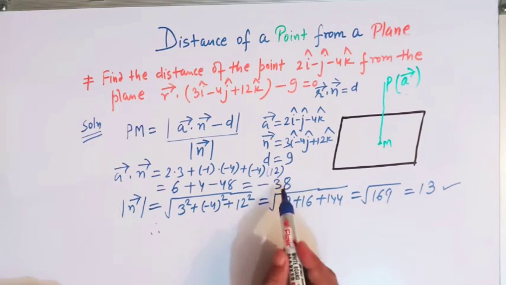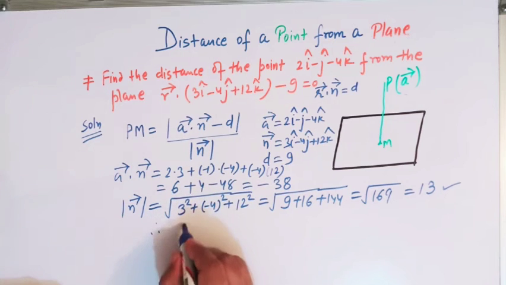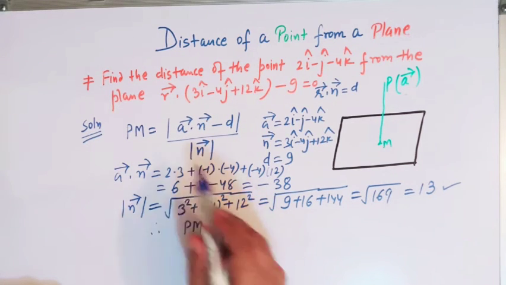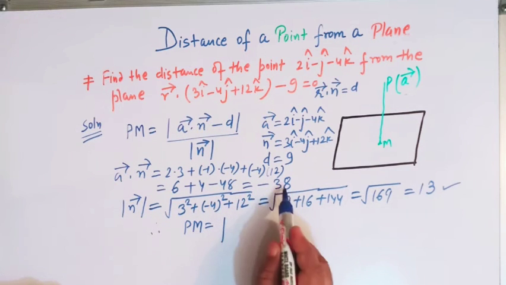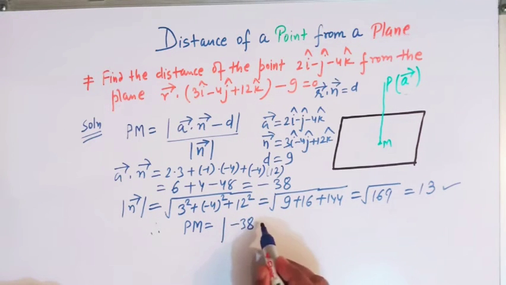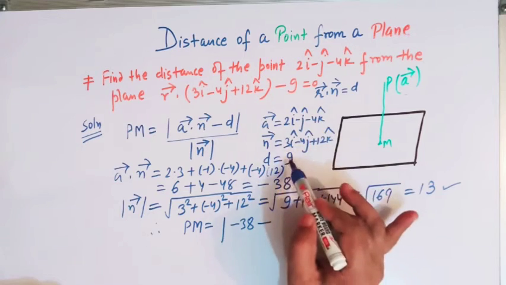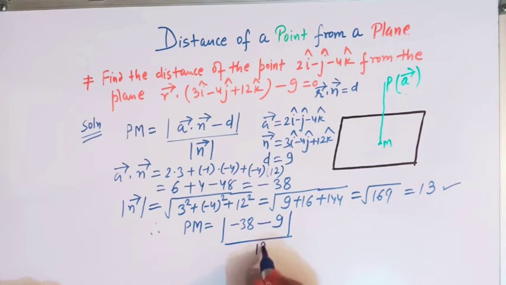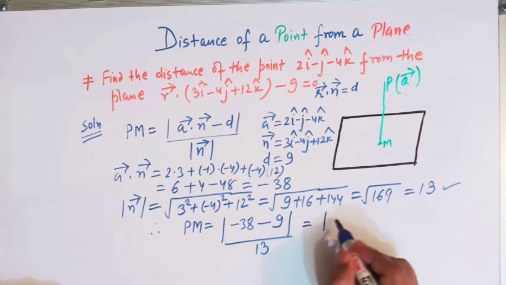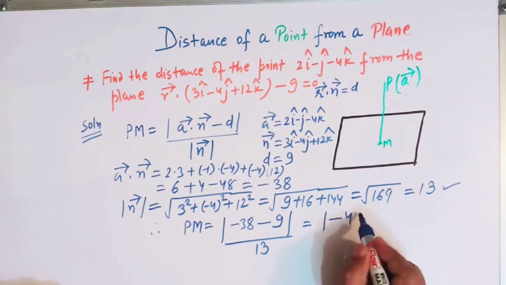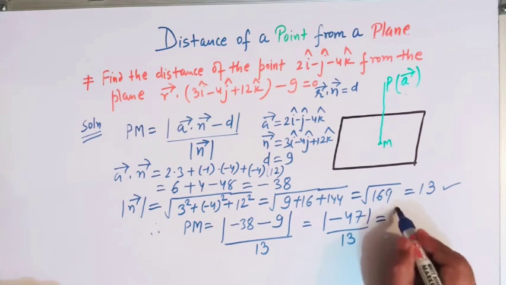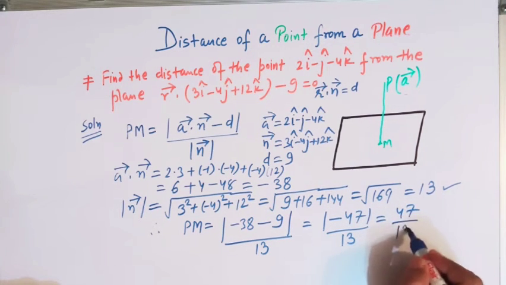So if we substitute all these values here, we get PM is equal to the value of vector a dot vector n, which is minus 38, and the value of d is 9, and here we have 13, right? So we can write it as minus 47 divided by 13, that is 47 divided by 13.